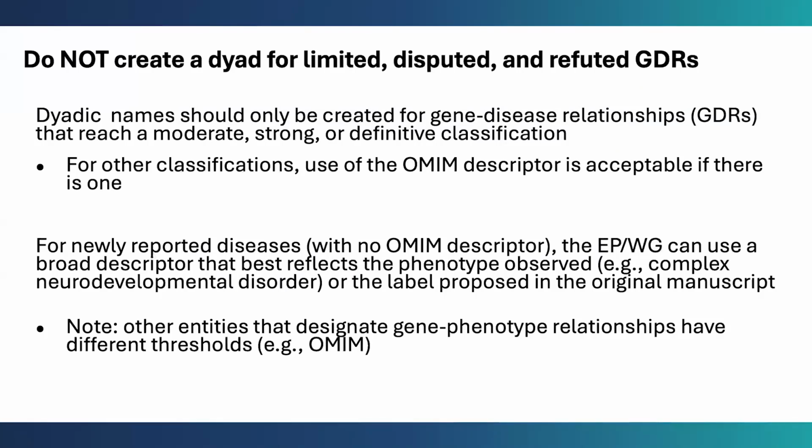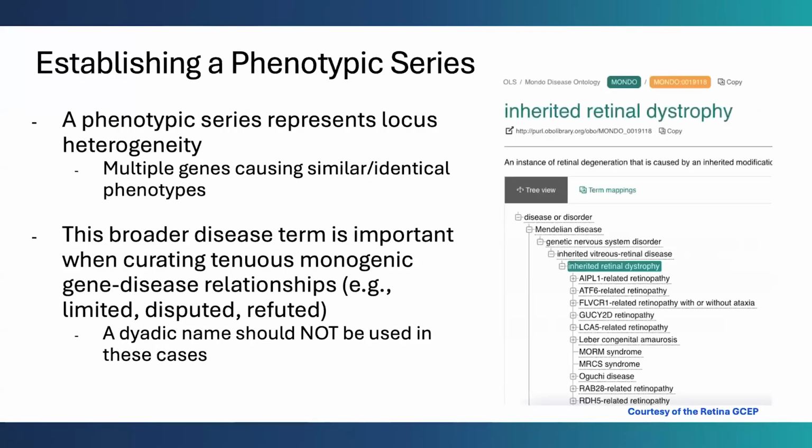So part of the process we have to work on is sometimes we have to do the curation first and come back and then propose a name, because we may not know going into it whether or not it meets our criteria to even get to the dyadic naming approach. And so this is another example of where we wanted to give some guidance to not confuse the community by giving a gene name before the evidence actually supported it. And what do you do when you have a limited, disputed, or refuted gene-disease relationship, right? That's the next question. If you can't use a dyad, what are you going to use at all?